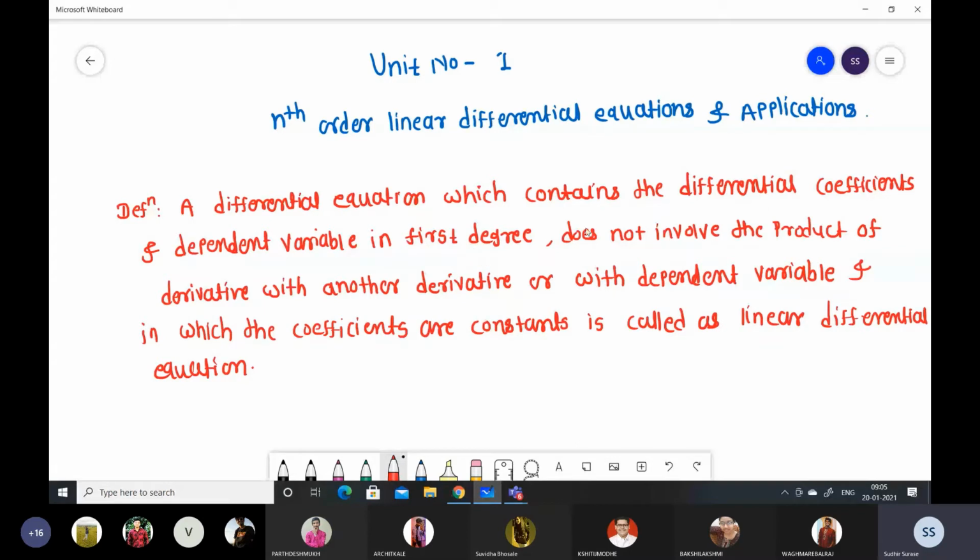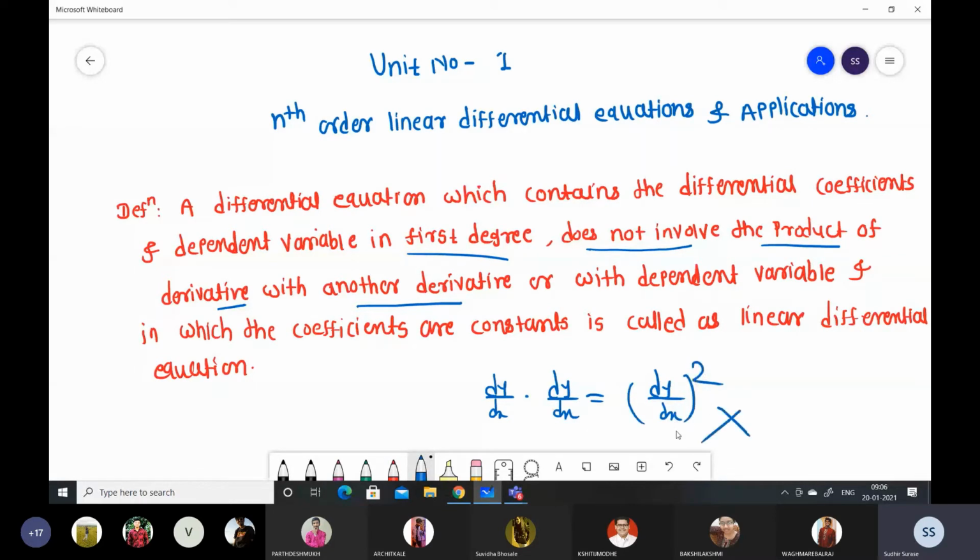A differential equation which contains the differential coefficients means derivative dy by dx, d2y by dx squared, second order, third order, and dependent variable, let's say y, in first degree. So first degree means yesterday we had seen the power, whatever the power we have, it is 1, not more than 1. Okay, and does not involve the product of derivative with another derivative. So for example, dy by dx into dy by dx, so that will be dy by dx whole square. So this is not allowed, right?